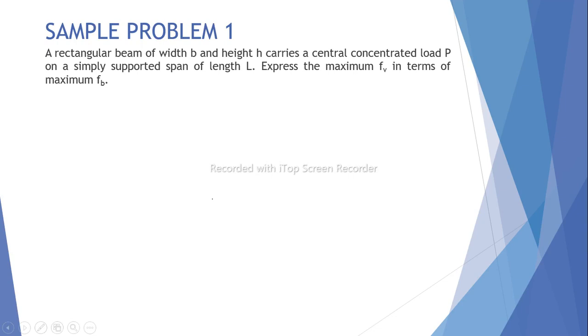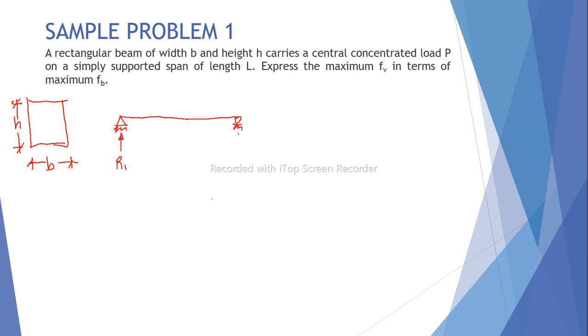Okay. So we have a given beam. The beam has a width B, and its height is H. Next is a simply supported span of length L. So we have a reaction 1 here, and then let's say this one is reaction 2. The length of this is L.